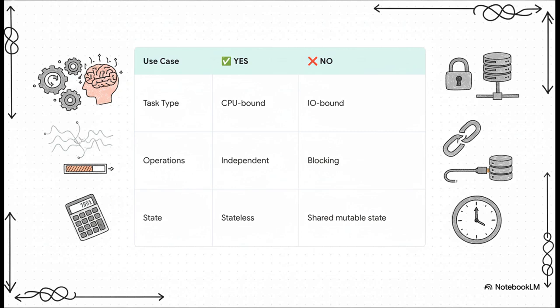You want CPU-bound tasks, not I/O-bound tasks that wait for things. Your operations need to be independent, not blocking. And your code should be stateless, not messing with shared mutable data. If you block a thread in that shared common pool, you could literally starve other critical parts of your application. So the rule is simple. Fork/join is for number crunching, not for waiting.